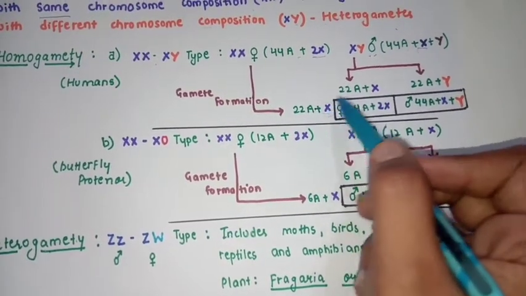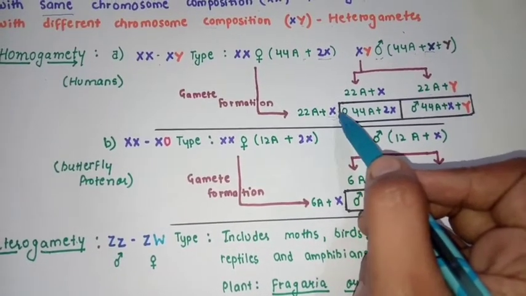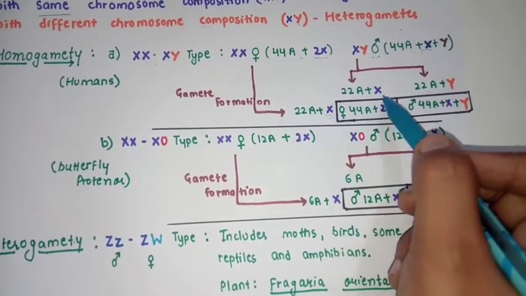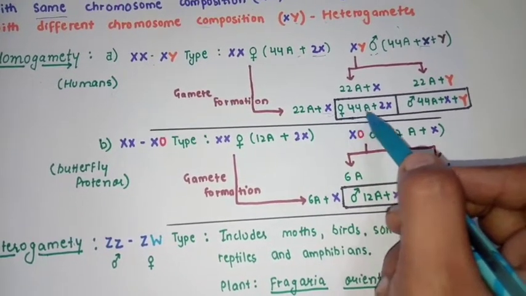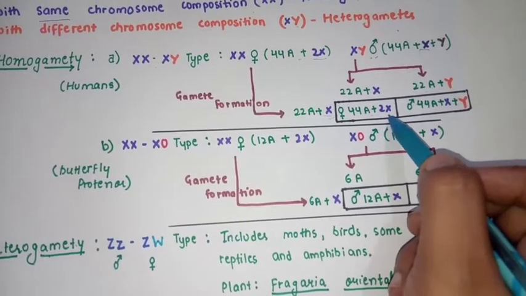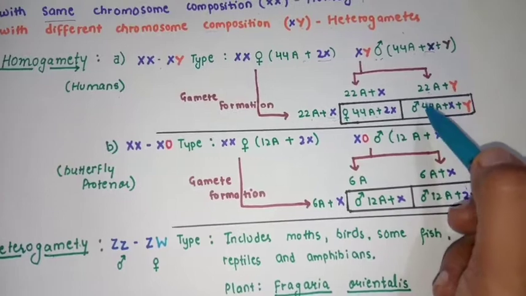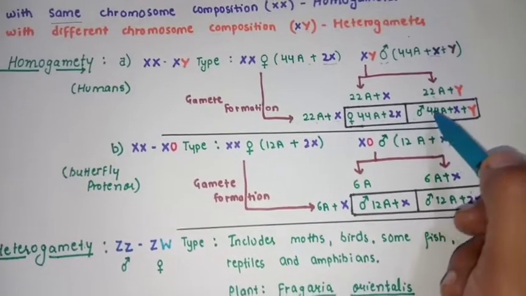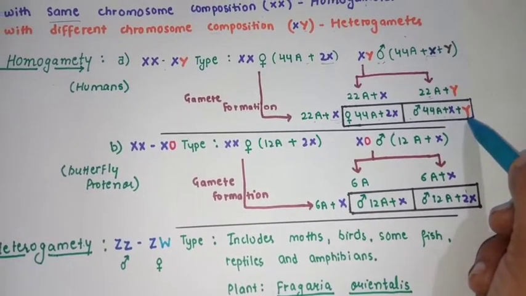So when we cross them, we find that the cross between an X chromosome and an X chromosome will lead to the formation of a female having 44 autosomes plus 2 X chromosomes, and the cross between X and Y will lead to the formation of a male with 44 autosomes and 1 X and 1 Y chromosome.